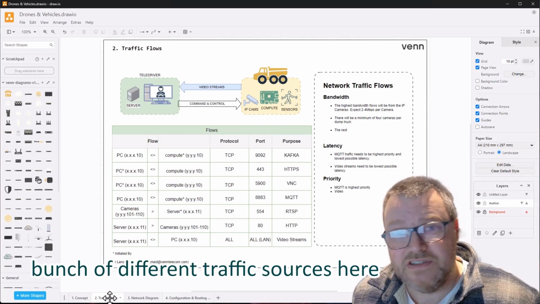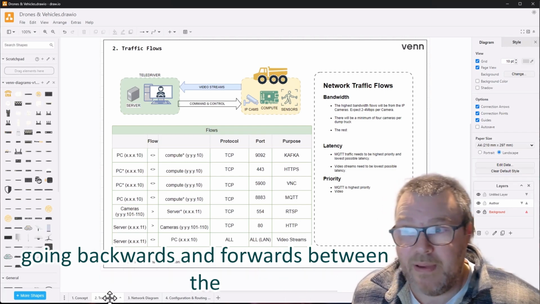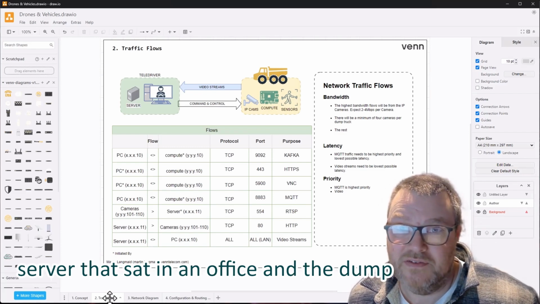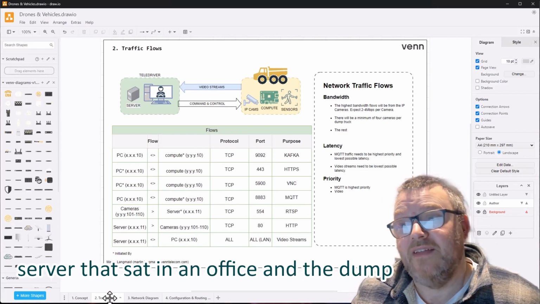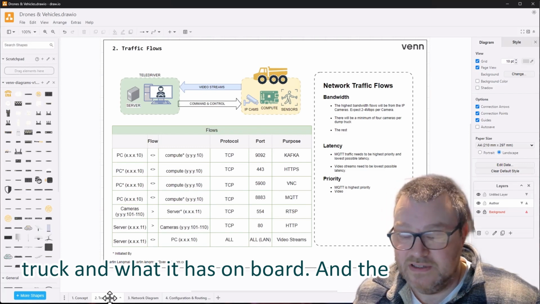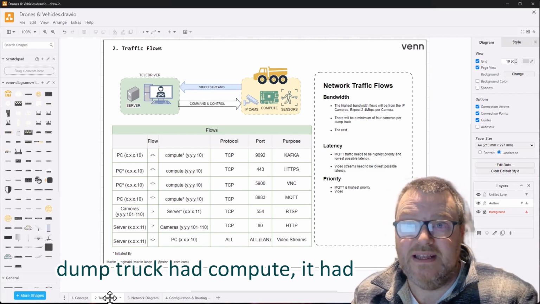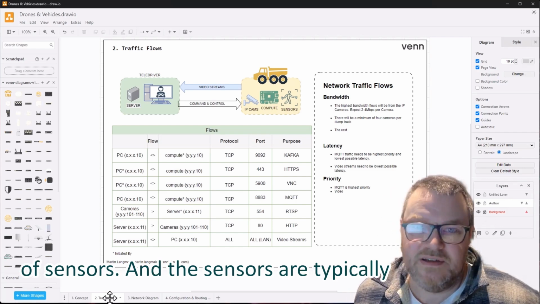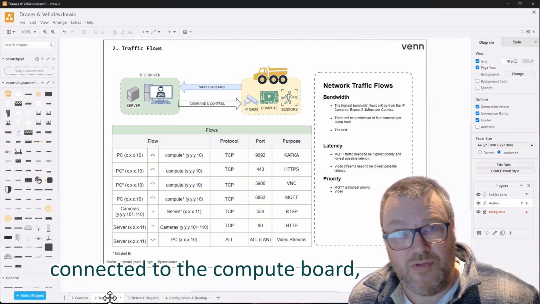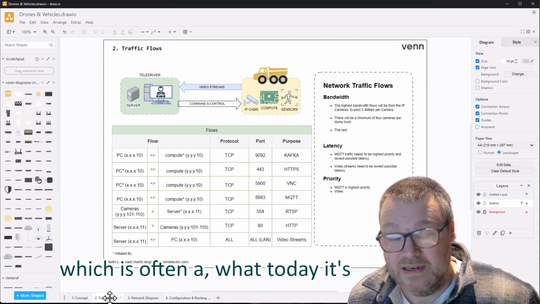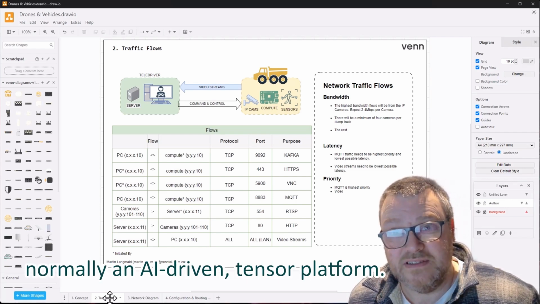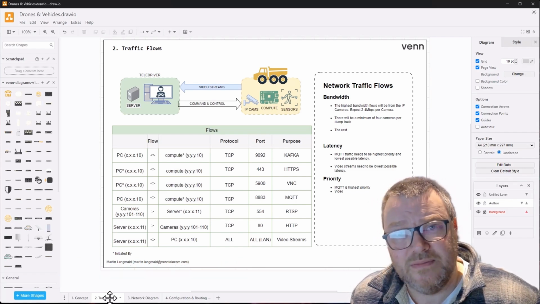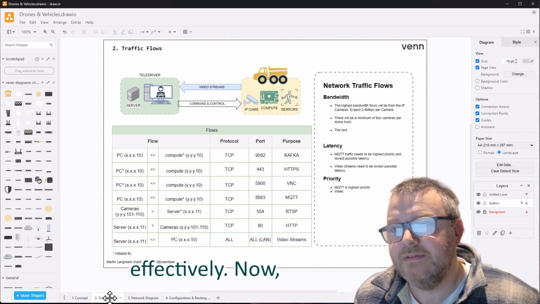So there's a bunch of different traffic sources here going backwards and forwards between the teleoperator and the archive logging server that's sat in an office and the dump truck and what it has on board. And the dump truck had compute, it had multiple IP cameras, and it's got a bunch of sensors. And the sensors are typically connected to the compute board, which today is normally an AI-driven tensor platform. But in this case, I think it was something more simple, more straightforward, an industrialized PC effectively.